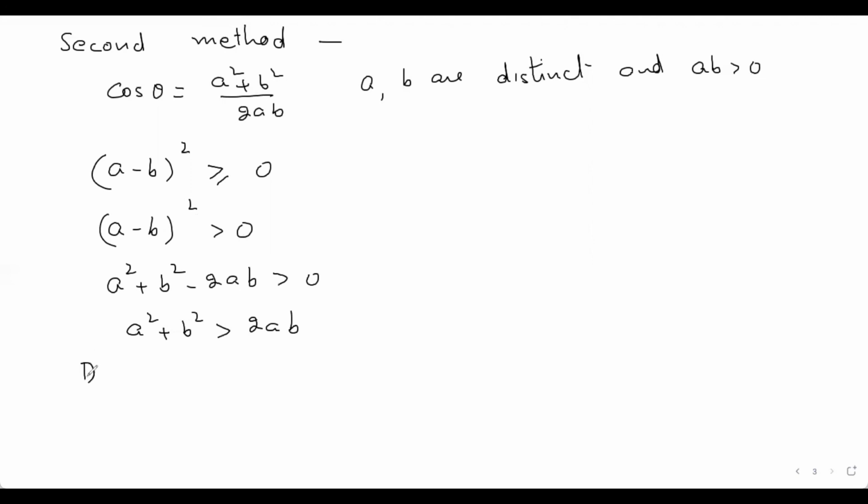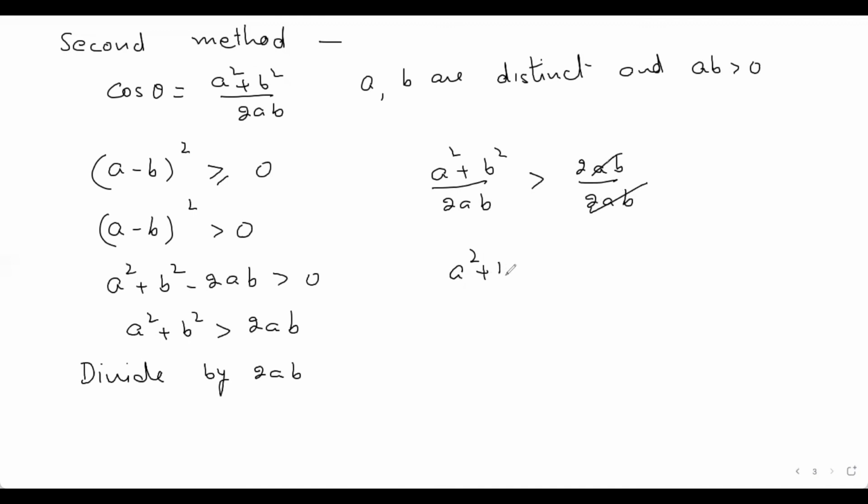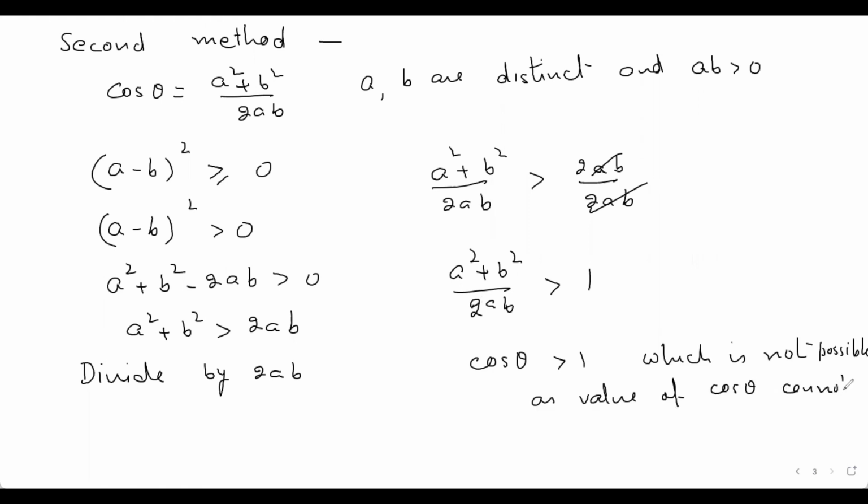Divide by 2AB. We have A square plus B square upon 2AB greater than 2AB upon 2AB. It means A square plus B square upon 2AB greater than 1. It means cos theta greater than 1. Again, which is not possible as the value of cos theta cannot be greater than 1. So, false statement.